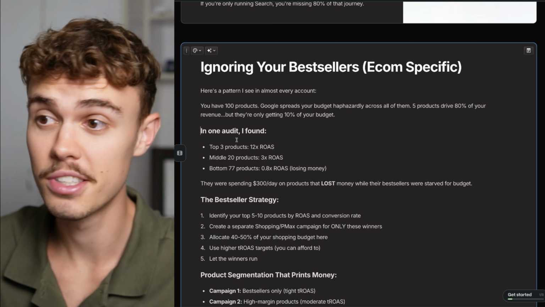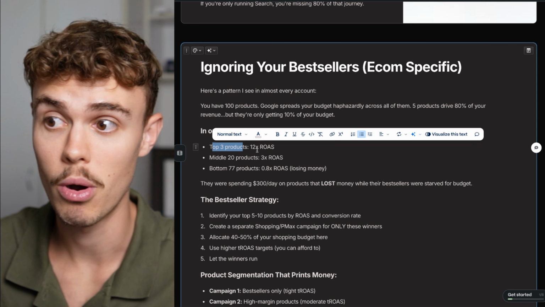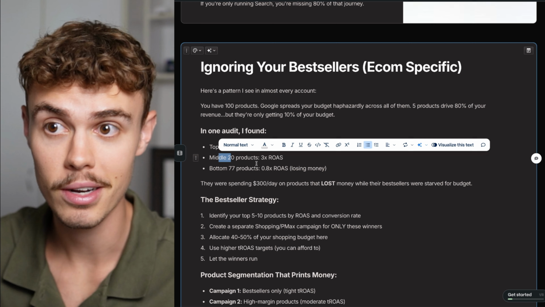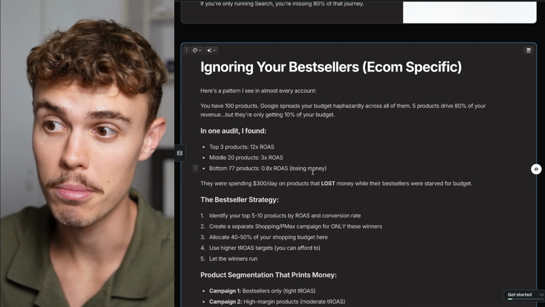Now, just as an example, in one audit, I found the top 3 products were hitting a 12x ROAS, the middle 20 products were hitting a 3x ROAS, and the bottom 77 products were getting a 0.8 ROAS and were essentially losing money for the brand.